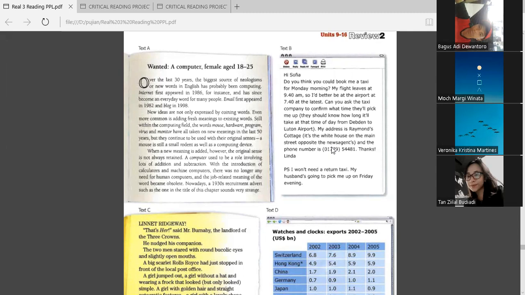A computer used to be a role involving lots of addition and subtraction. With the introduction of calculators and machine computers, there was no longer any need for human computers, and the job-related meaning of the word became obsolete. Nowadays, recruitment efforts from the 1930s, such as the one in the title of this chapter, sound very strange.